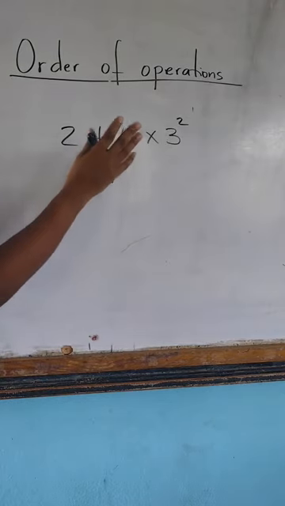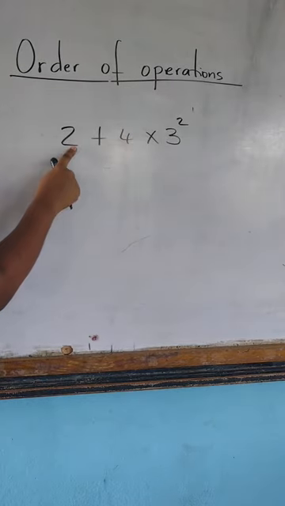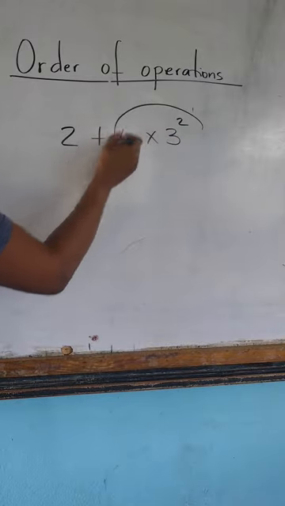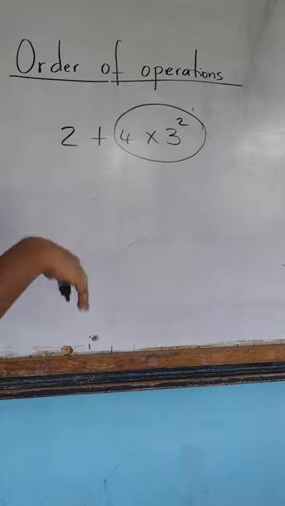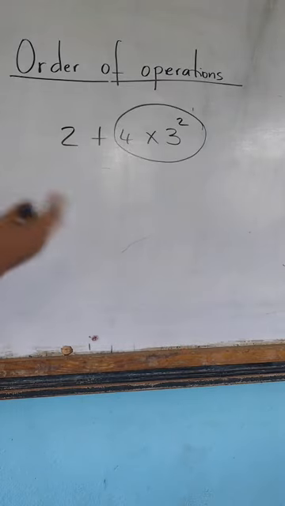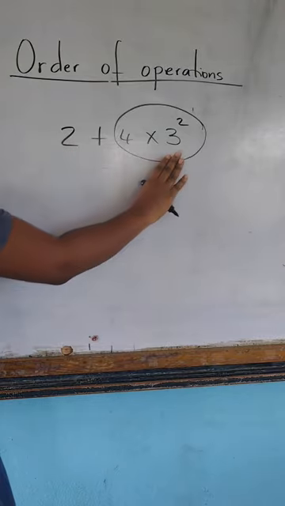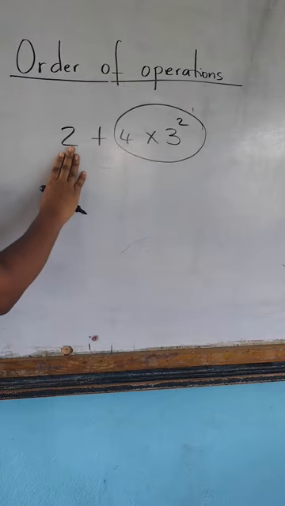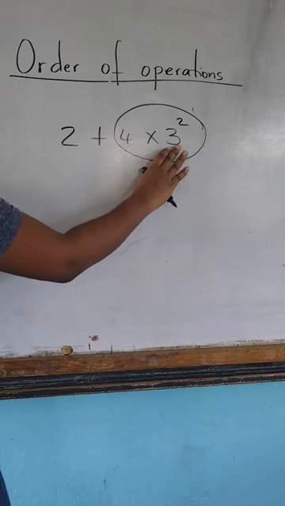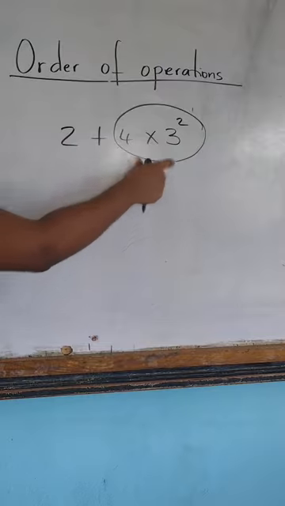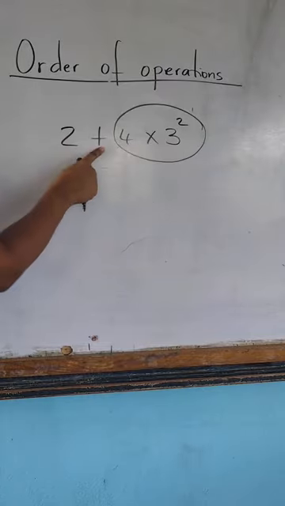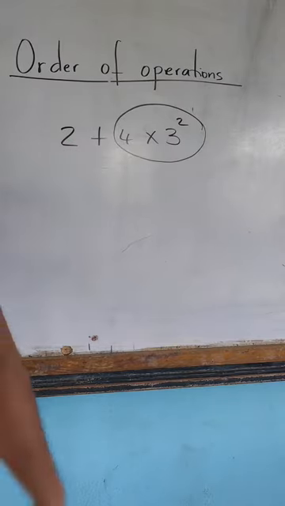Now what this is saying is that 2 is being added to this. If you recall the video that I did when we did terms, I said terms are separated by addition and subtraction, which means that there are two terms in this expression, the 2 and the 4 times 3 squared. Now, I need to simplify this in order to add it to the 2. So I'm going to simplify.